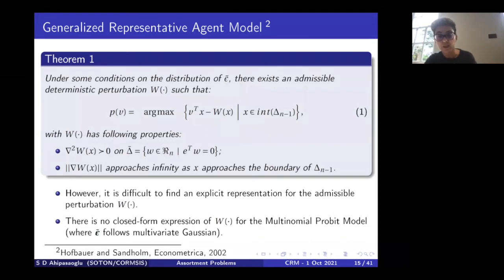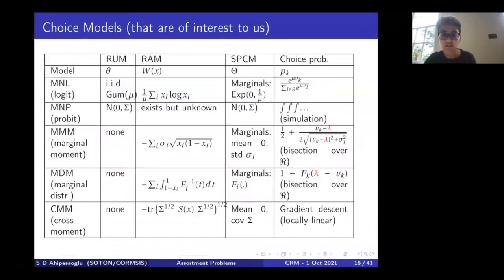So it's usually not easy to find the correct representation. And for very key models, for example, for the multinomial probit model, we don't have an expression. On the other hand, for an interesting set of families of distributions, we do have the corresponding representative agent models. These are the ones that I have worked on personally, and I think they are quite natural.